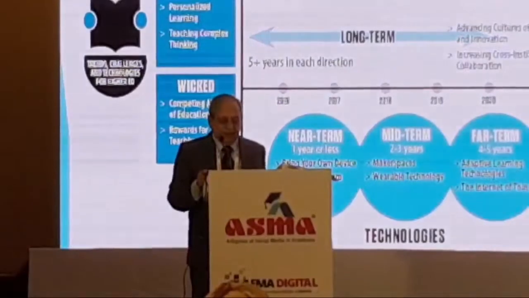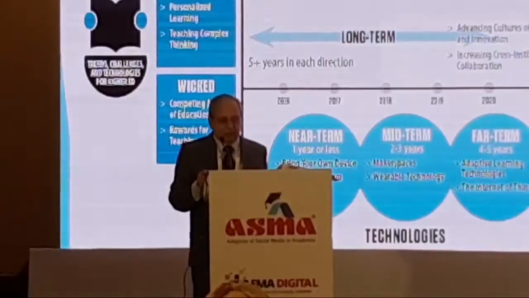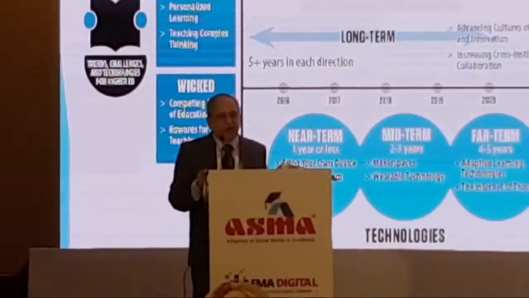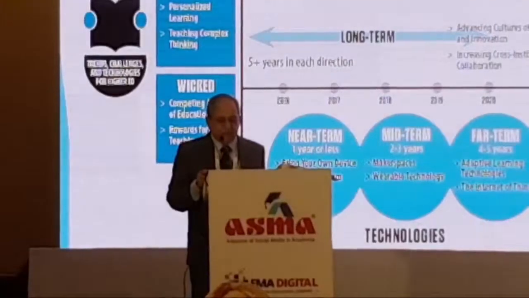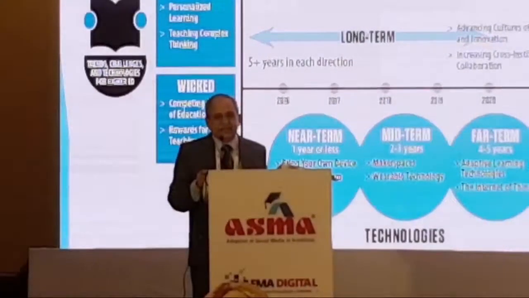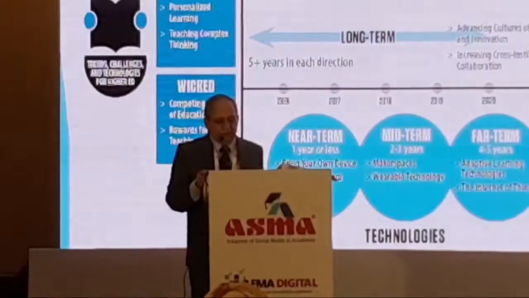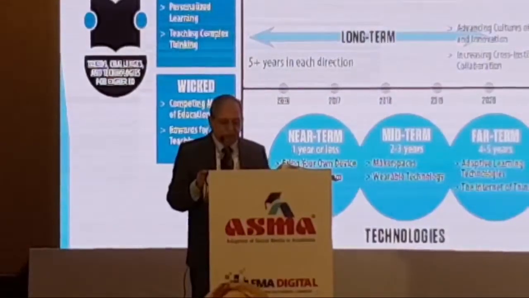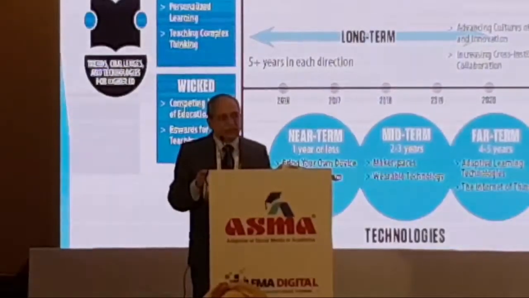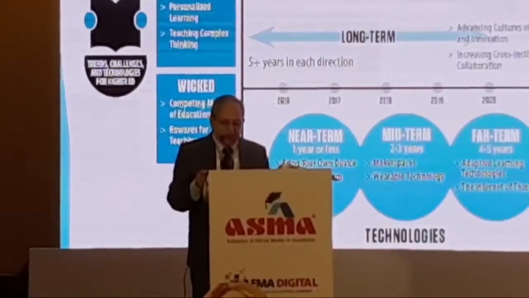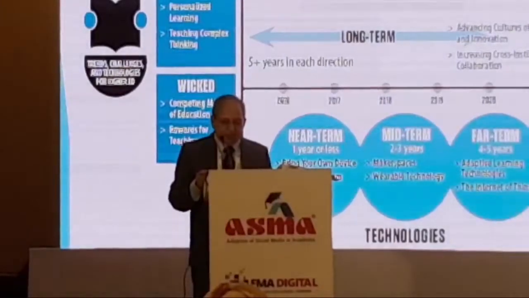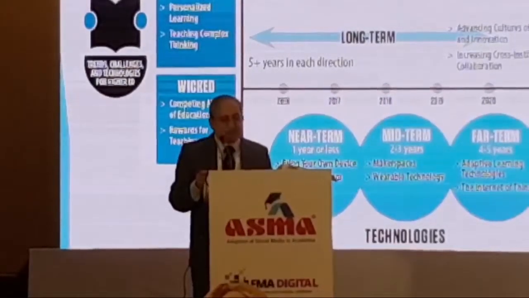So under the short and long term, you cannot deal with all the challenges in the short term. In the short term, you can only solve the increased use of blended learning and redesigning learning spaces. So blended learning is possible in all colleges and universities easily, and also the redesigning of learning spaces. In the midterm, you can focus on measuring learning and also proliferating open educational resources, and in the long term, you have to work for advancing a culture of change and innovation and increasing cross-institutional collaboration.